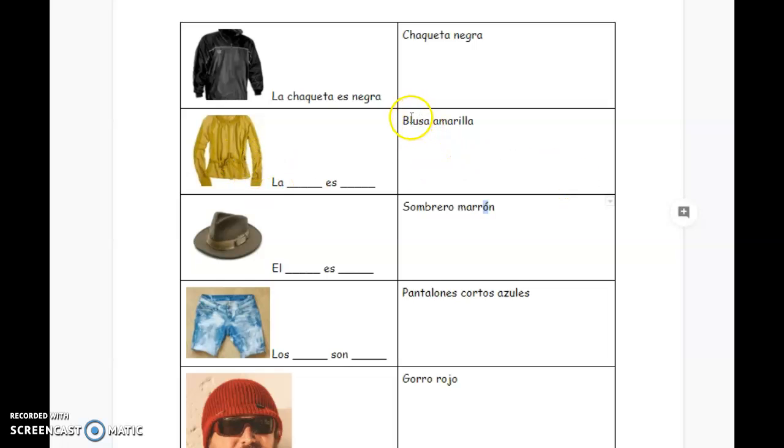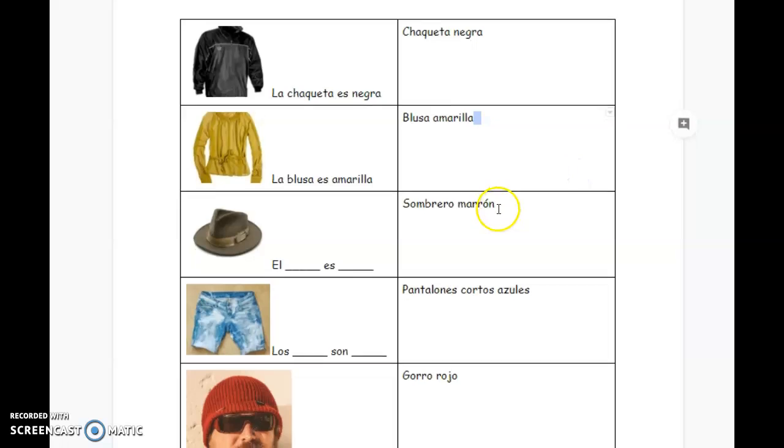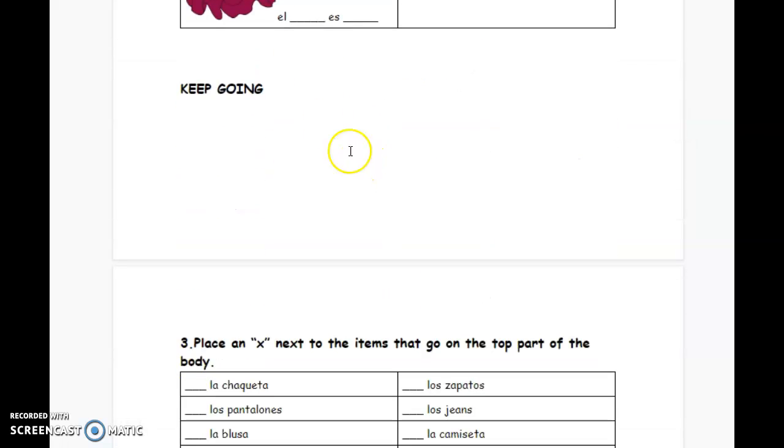So this one we have written here, blusa amarilla. We see a picture of a yellow blouse. So blusa amarilla, that means yellow blouse, and we need to fill in the blanks, okay? Maybe you need to look up the word blusa or amarilla to remember what it means. La blusa es amarilla. Oh, there we go. I'm missing an L. Oh goodness, my computer is being slow today. Now I have too many L's. There we go.